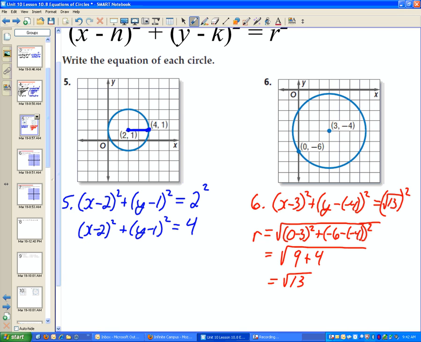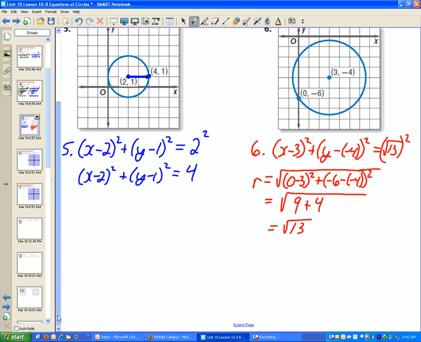squared. All right, does everybody have what I have so far? And let's simplify that. Let's leave that as x minus 3 quantity squared. Let's change that one to y plus 4 quantity squared. And then the square root of 13 squared is 13.